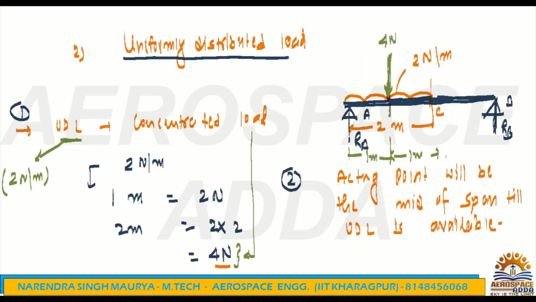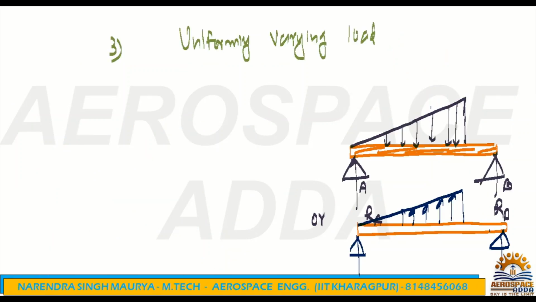For the UDL also it is possible, maybe UDL is acting here, and here also it is UDL. So all the concepts whatever you are applying for the upper side UDL, the same concept you have to apply for the downside. It's not a difficult task, it's very easy.